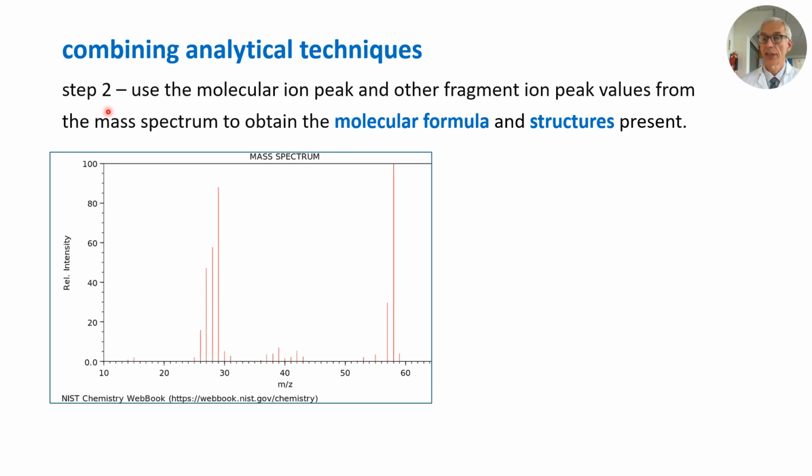The second step is to interpret the mass spectrum. Use the molecular ion peak to determine the molecular formula, and use any other ion peak values to determine some structures present in the molecule. Pause, analyze the mass spectrum, calculate the molecular formula, and see if you can identify any structures within the molecule. Come back when you are ready to look at my interpretation.